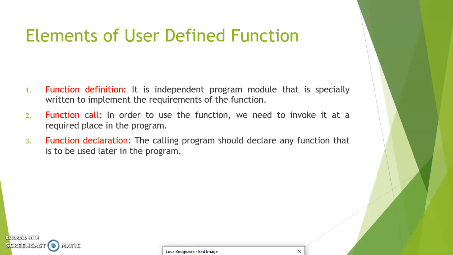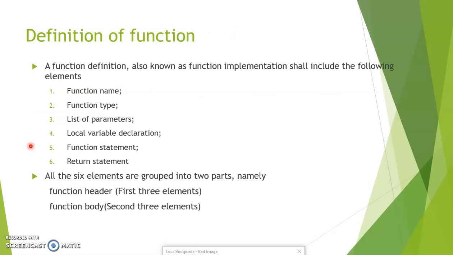Second one is what? Function call. Okay, writing the definition is fine, but you have to call that function whenever you need it in your program. So this is function call. And function declaration is what? It is for the compiler. This function declaration is for the compiler, because function call is fine, definition is fine, but like a variable, you have to declare that function.